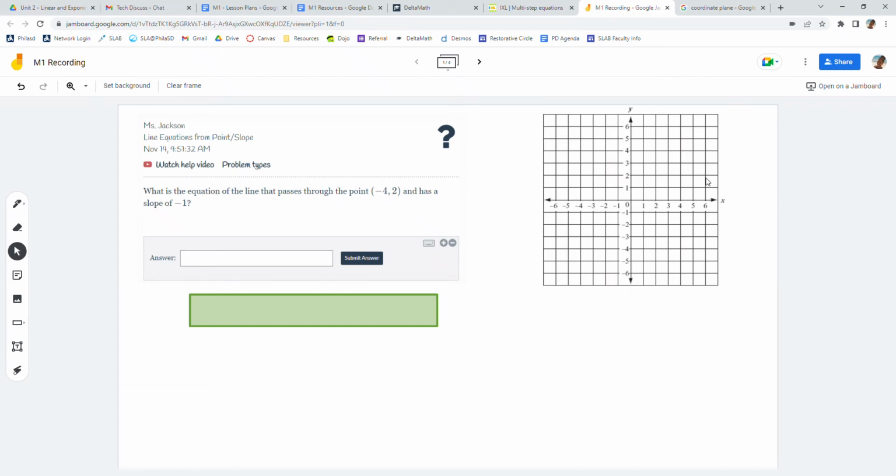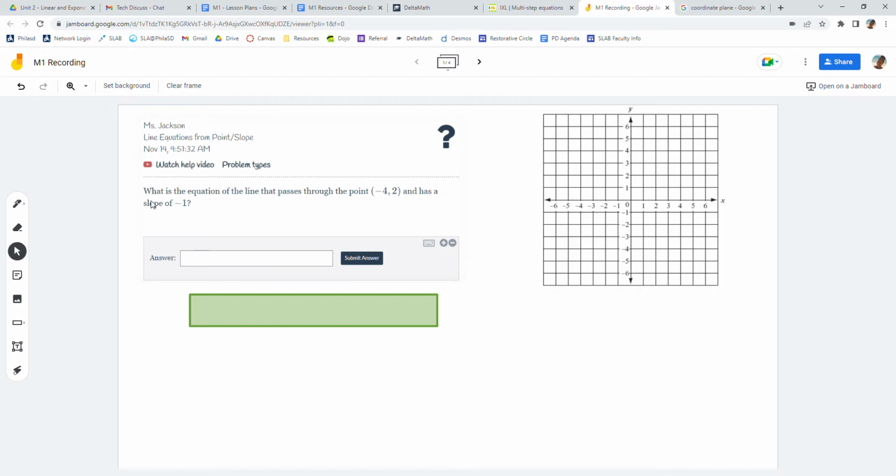Hey guys, so I wanted to do a couple of examples from Delta Math for today's math assignment. So they're going to have two different skills to do today. The first one is to find the equation for a line given a point on the line and the slope of the line.